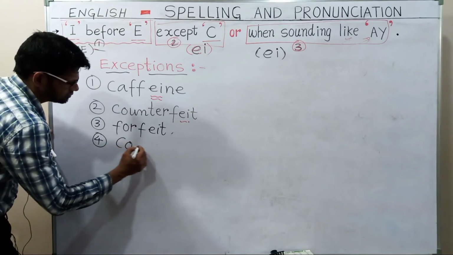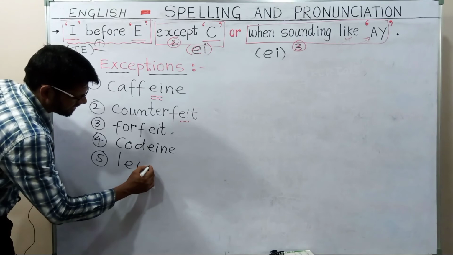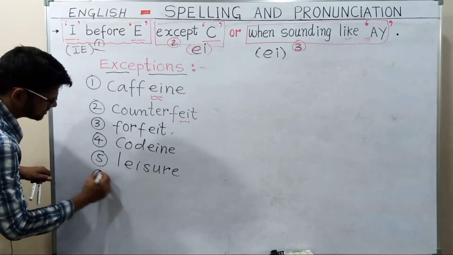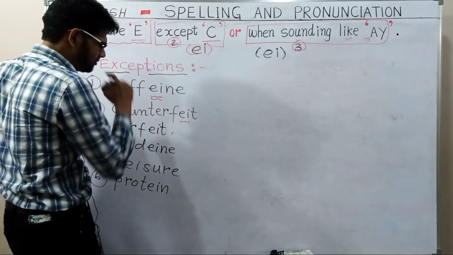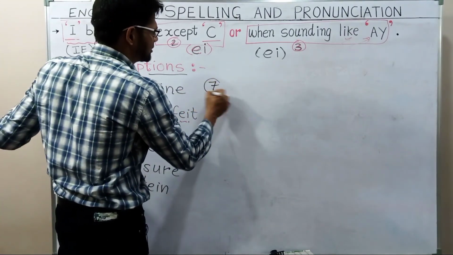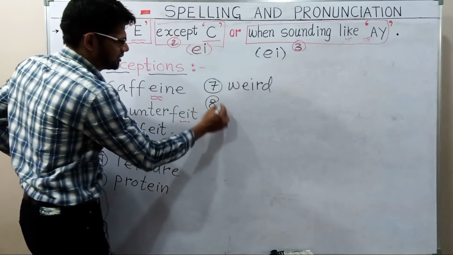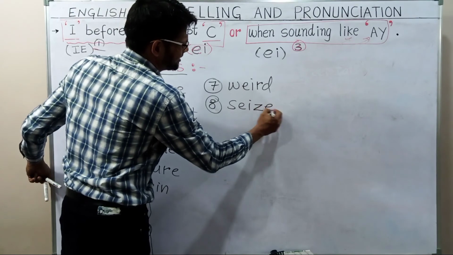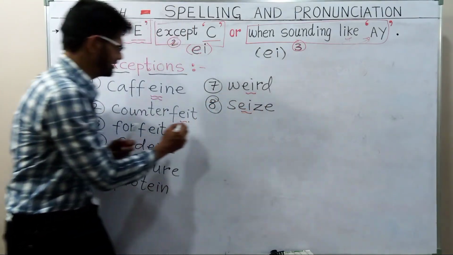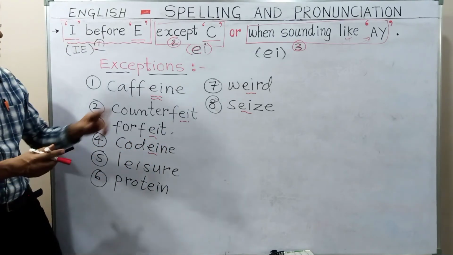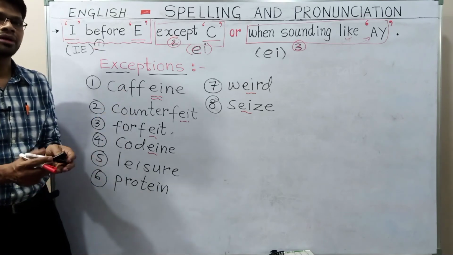Next one, if I write one more example, codeine and leisure, L-E-I-S-U-R-E, leisure. I can write protein, P-R-O-T-E-I-N, protein, and I can give you some more examples. Weird, W-E-I-R-D, weird. Seize, S-E-I-Z-E, seize. So these are a few examples where you can see that E-I is there in all the words. But before E-I, in weird, we don't have C. So these are the few exceptions. We have to learn these words by practicing and memorizing them.